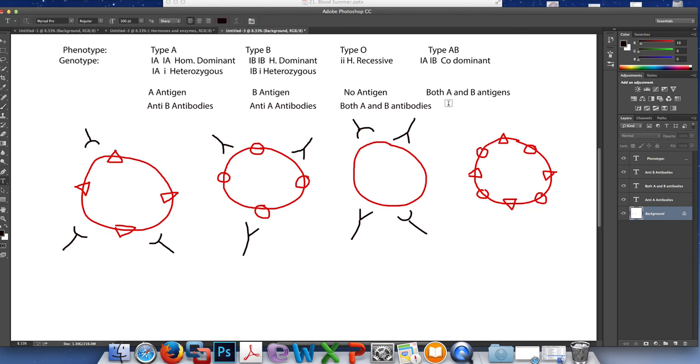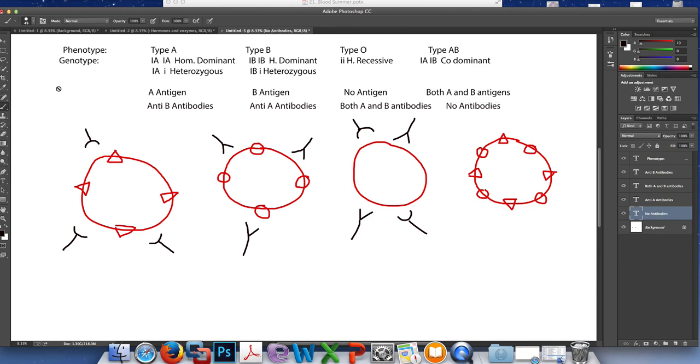Now, type AB blood has both antigen A and B, which means that we can't have antibodies here. Because if we did, if we had anti-B antibodies, they would bind to the B antigen, and if we had anti-A antibodies, they'd bind to the A antigen.